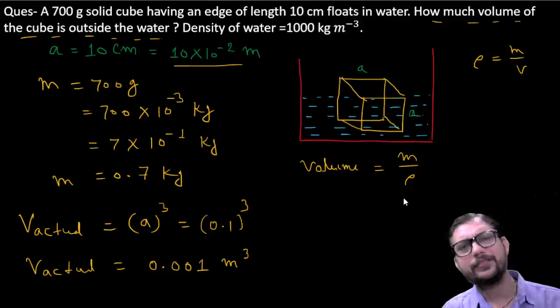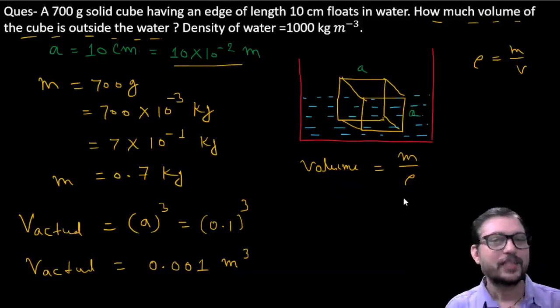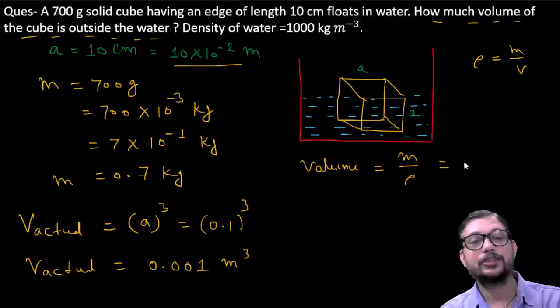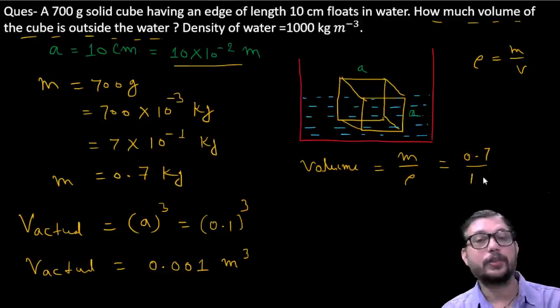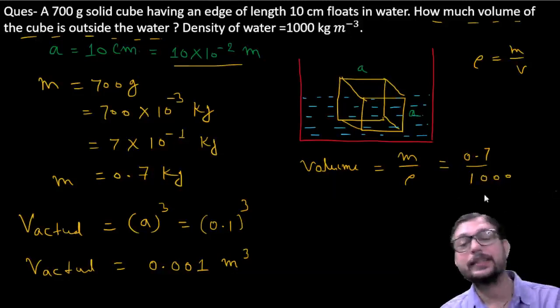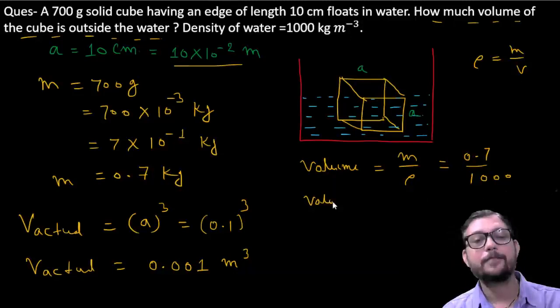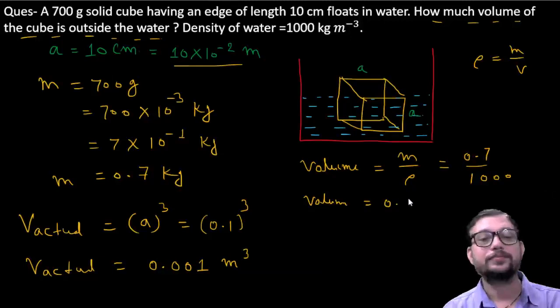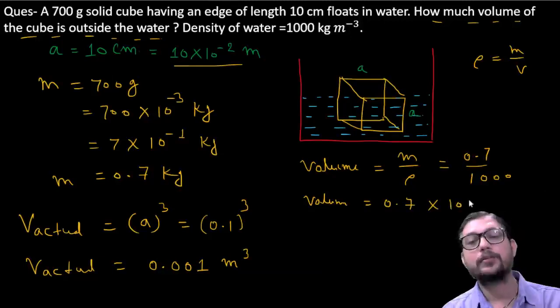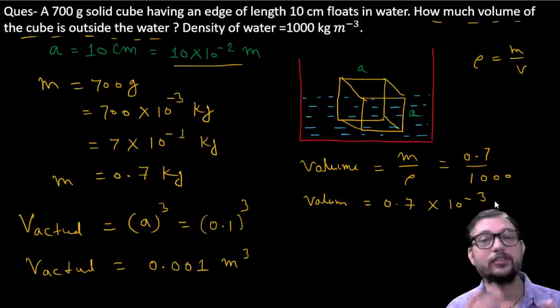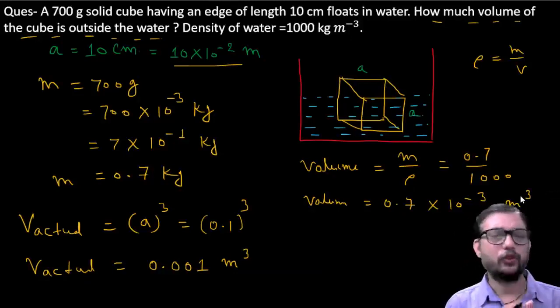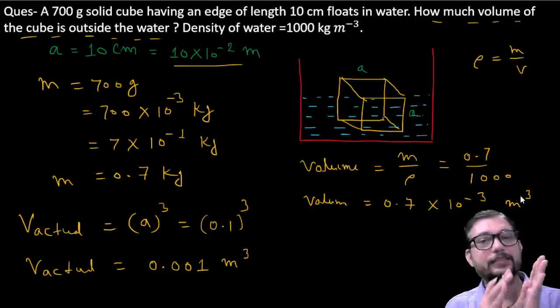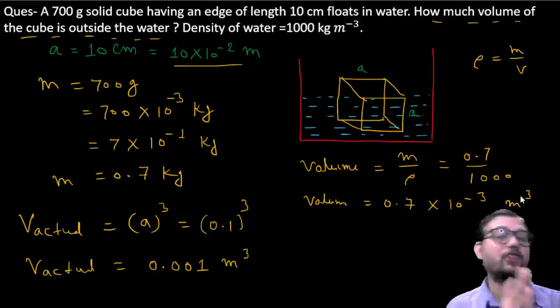So if we have to calculate the volume, then we have to take the mass and the density. The mass is given to you, that is 0.7, and the density is also given to you, that is 1000. So the volume will be 0.7 into 10 to the power minus 3, and that will also be in meter cube. So this is the volume of the displaced water.